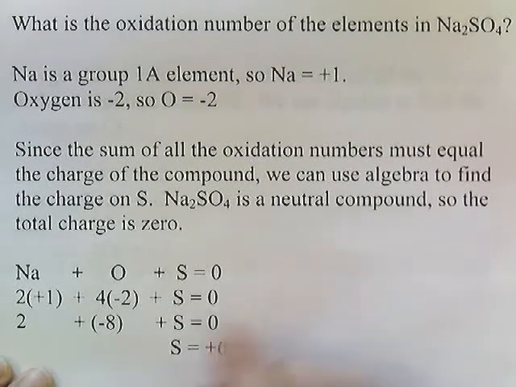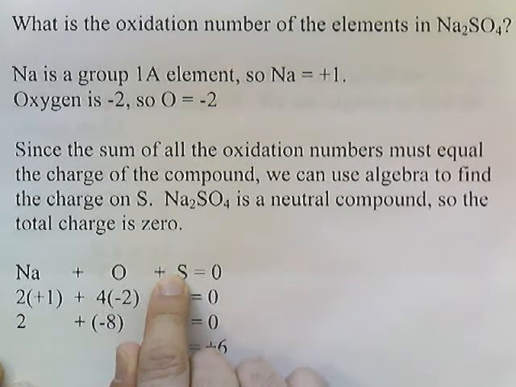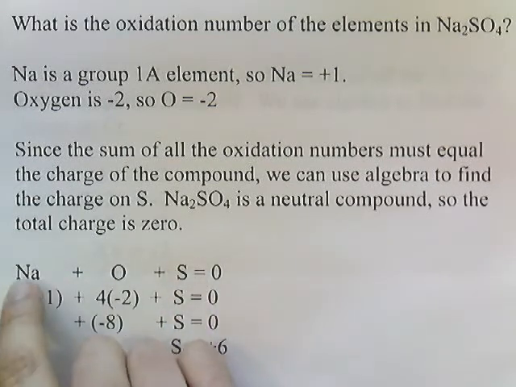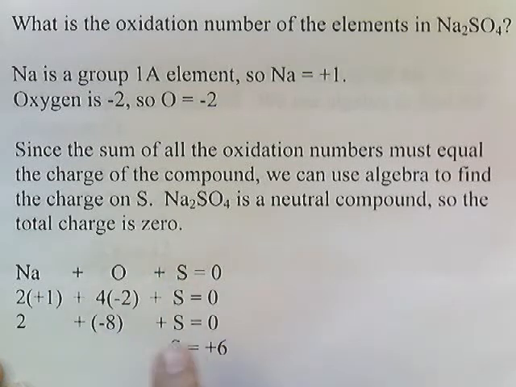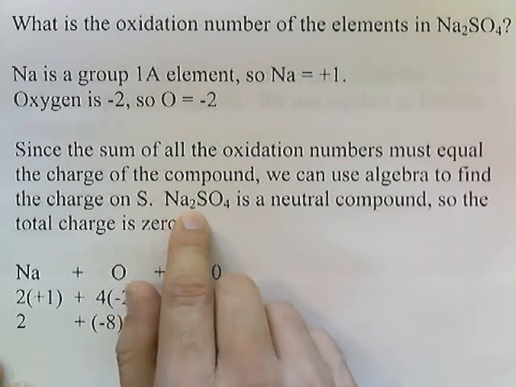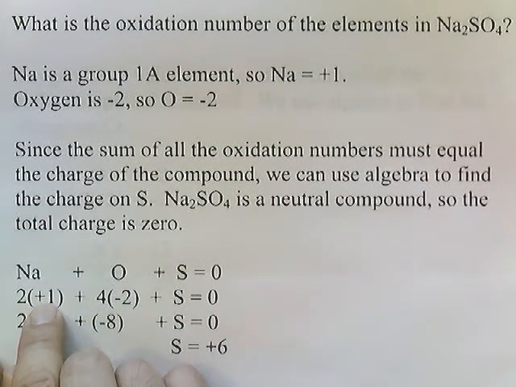So the way we're going to do this is we're going to list all the elements that make up the compound, sodium, oxygen, and sulfur, and we're going to use these to represent the charge contributed by each of these elements. And when you add up the total amount of charge, it's equal to 0. All right? So for sodium, I'm going to write 2 because there are 2 sodiums, Na2. And sodium is a +1 charge, so it's going to be 2 times +1.